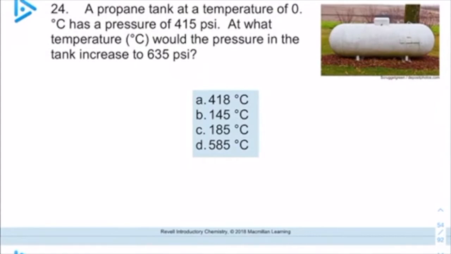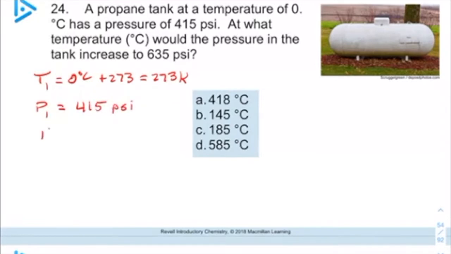24. A propane tank at a temperature of 0 degrees Celsius has a pressure of 415 psi. At what temperature Celsius would the pressure in the tank increase to 635 psi? So a helpful thing is to make a list of what we have. I have a temperature of 0 degrees Celsius, and we'll automatically convert that to kelvins. Then we have a pressure of 415 psi. And then at what new temperature, T2, we don't know, will the tank pressure increase to 635 psi? So P2 is 635 psi. The things that are changing are temperature and pressure.